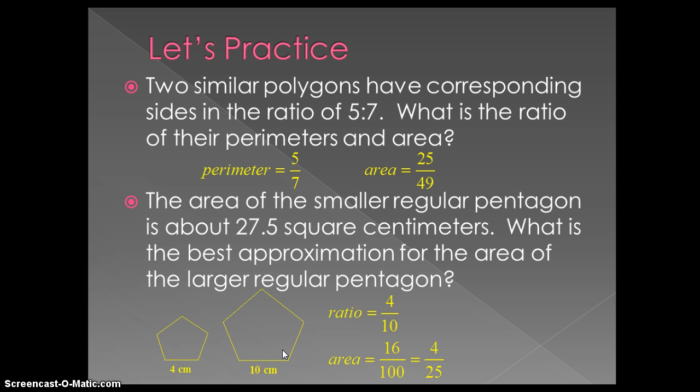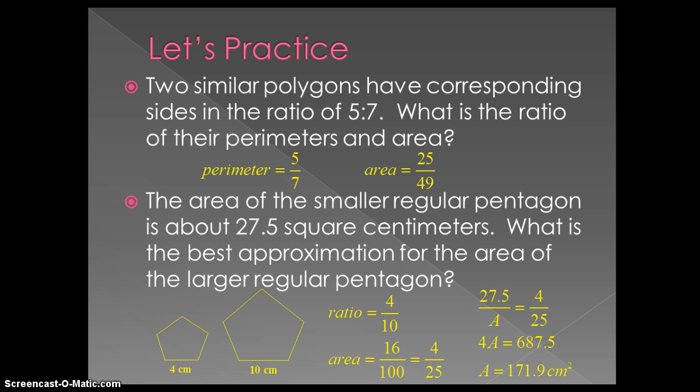Now we're talking about area here, so to find the ratio of their areas, we're going to square them both. So 4 squared over 10 squared, which is 16/100ths, which I'm going to reduce to 4/25ths, because it's easier to work with a smaller number. So we have the ratio of their areas is 4/25ths.